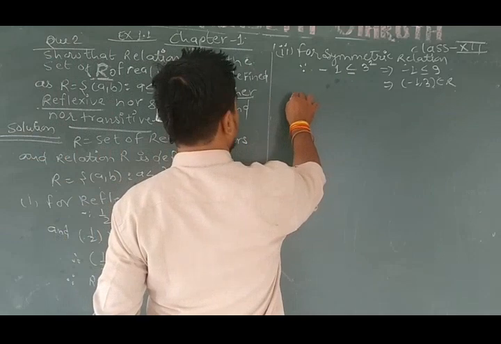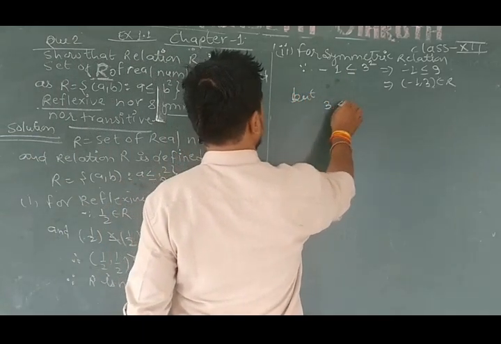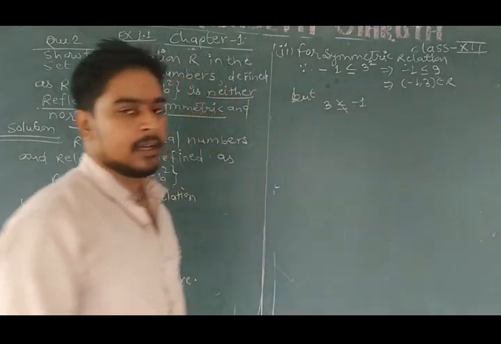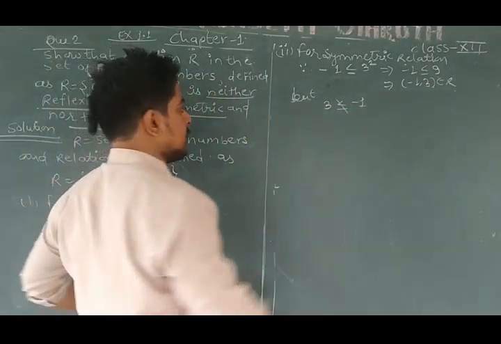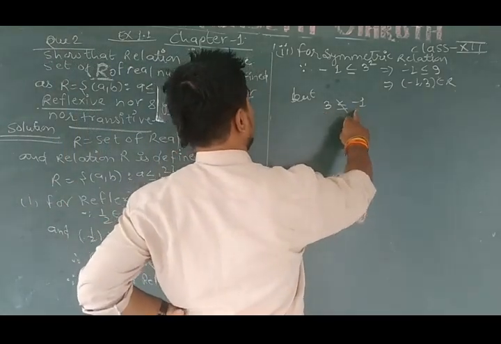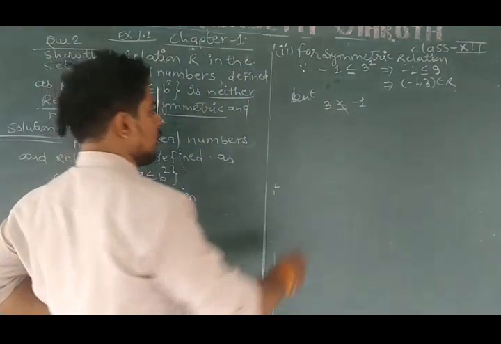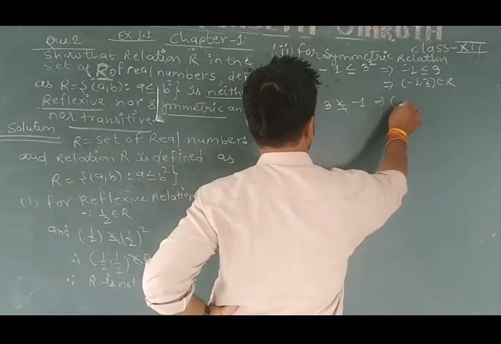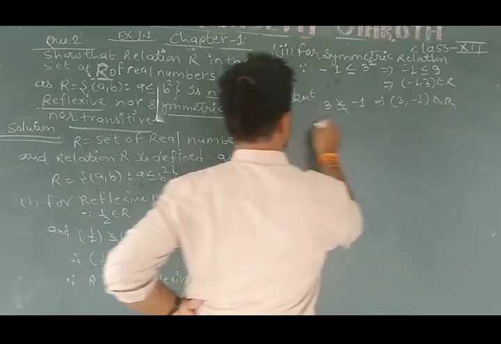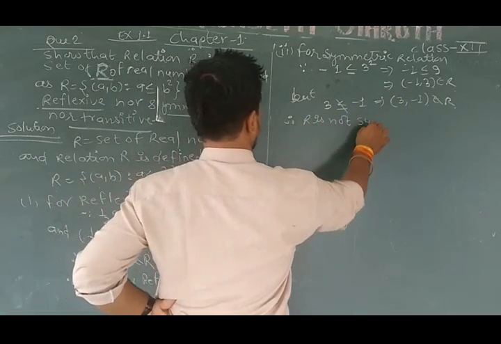But 3 is never less than or equal to minus 1. It is clear that 3 is never less than minus 1. 3 is always greater than minus 1. Thus the ordered pair 3, minus 1 does not belong to R. Therefore, R is not a symmetric relation.